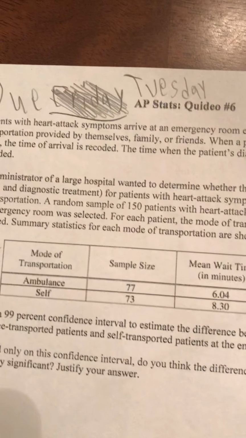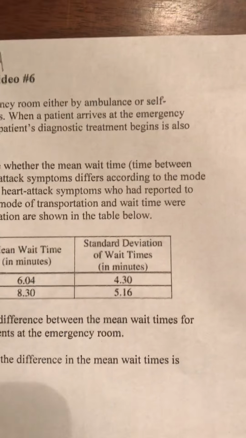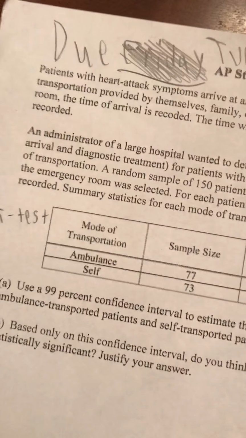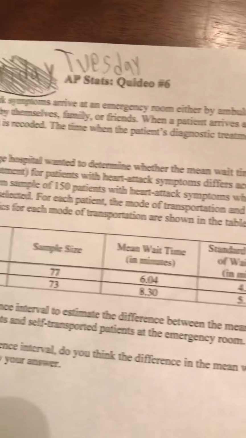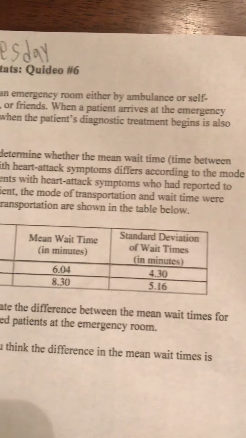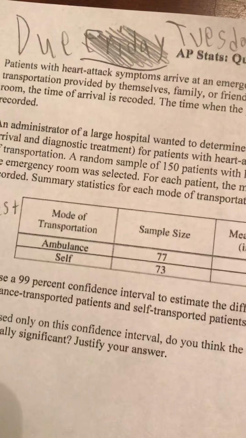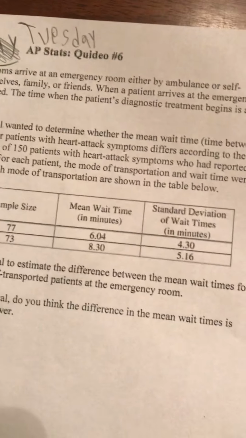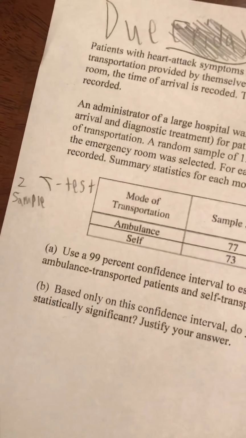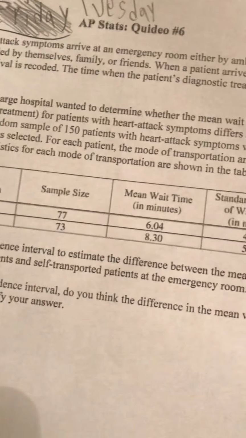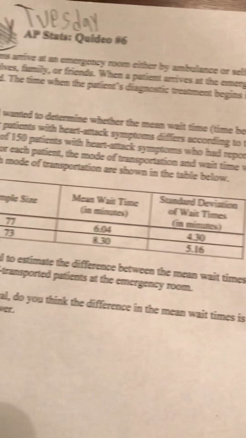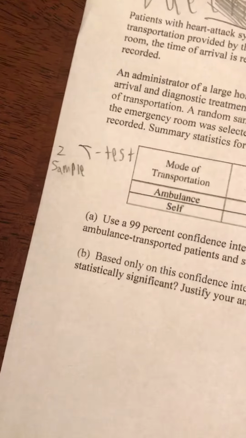An administrator of a large hospital wants to determine whether the mean wait time, defined as time between arrival and diagnostic treatment for patients with heart attack symptoms, differs according to the mode of transportation. A random sample of 150 patients with heart attack symptoms who had reported to the emergency room were selected. For each patient, a mode of transportation and wait time were recorded. Summary statistics for each mode of transportation are shown in the table below.